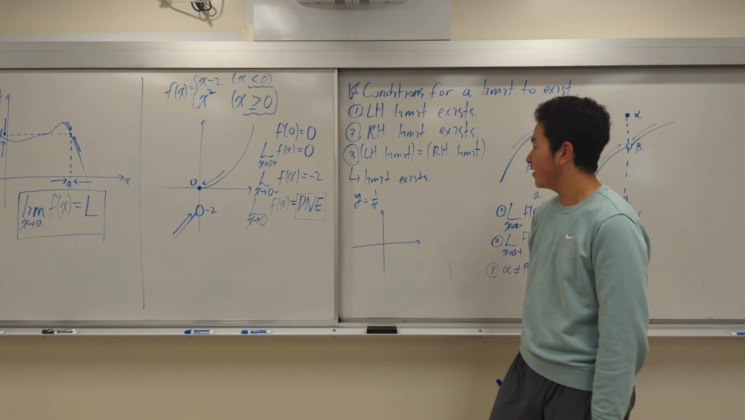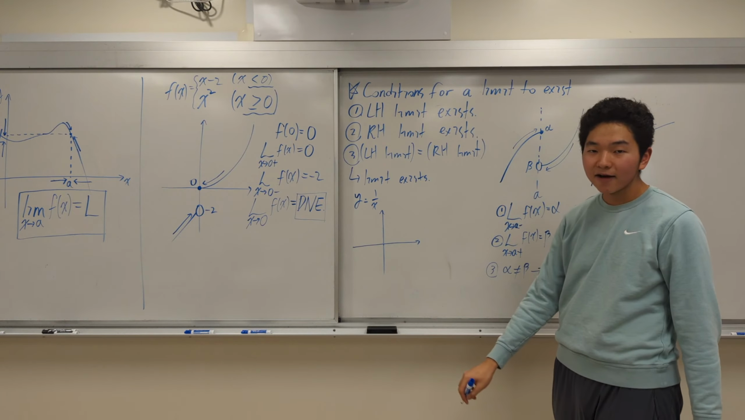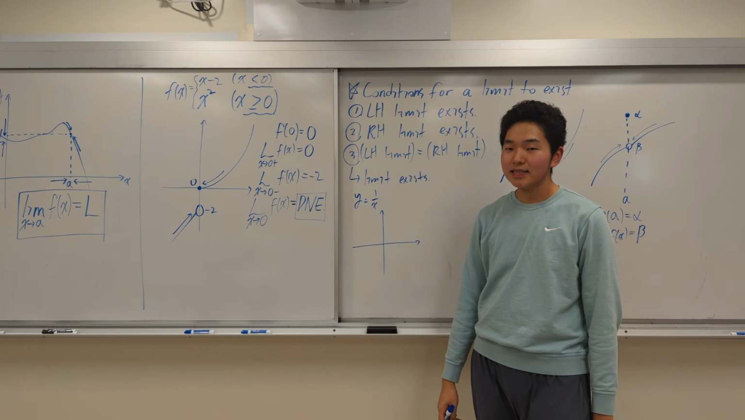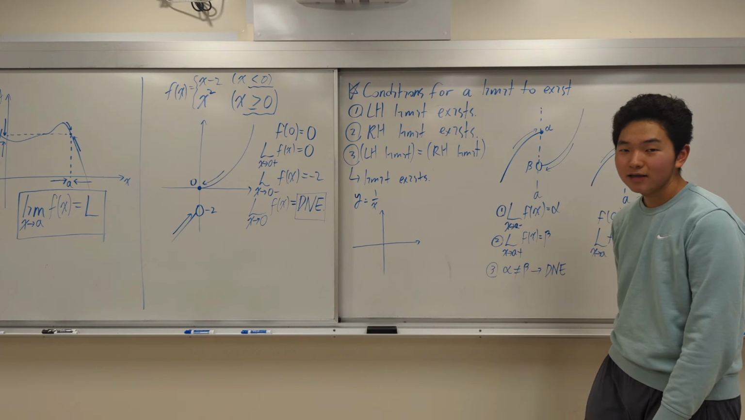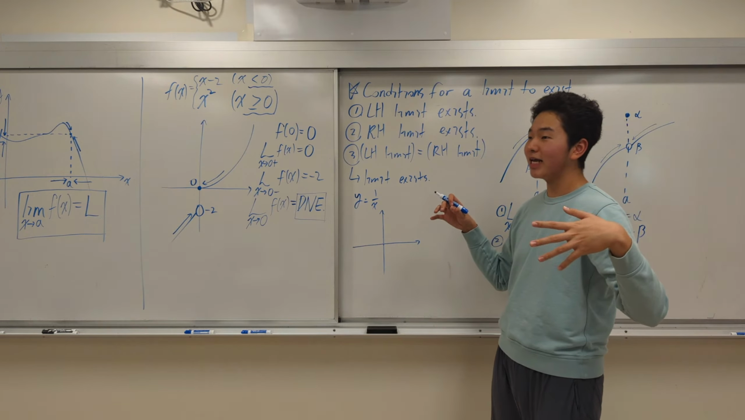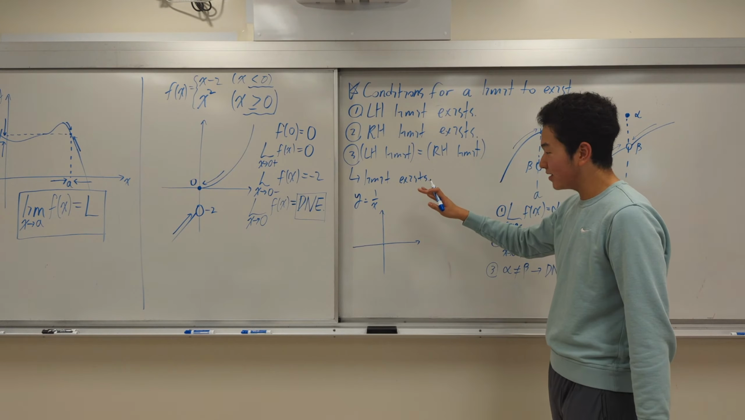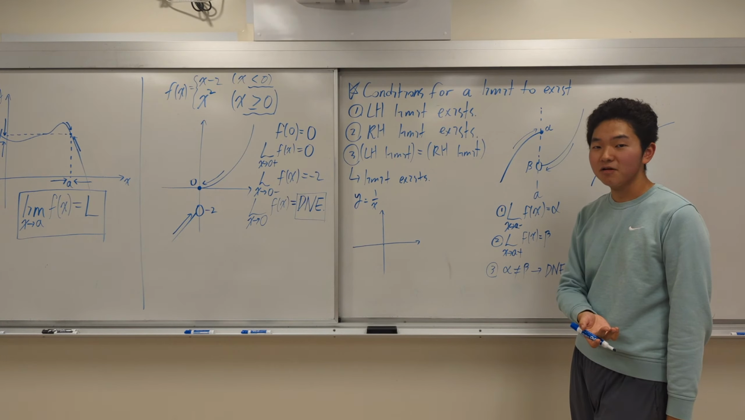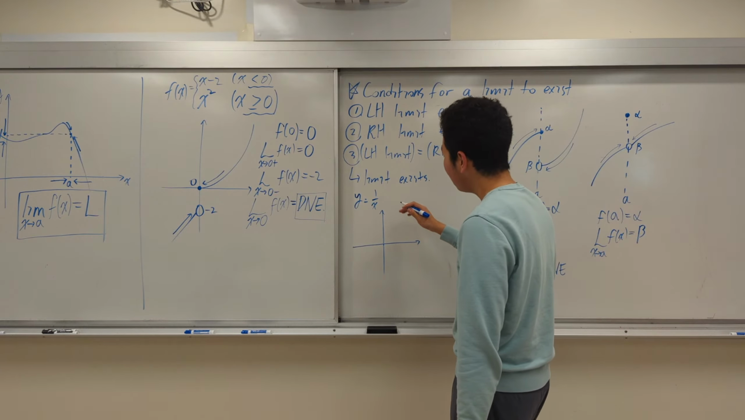If you plug in 1, this is 1. If you plug in 2, it's a half. If you plug in 3, it's 1/3, right? What do you notice as x gets bigger and bigger? The fraction gets smaller and smaller, right? Eventually, if we keep plugging in big enough numbers, it's going to get close to 0. But will it ever reach 0? No.